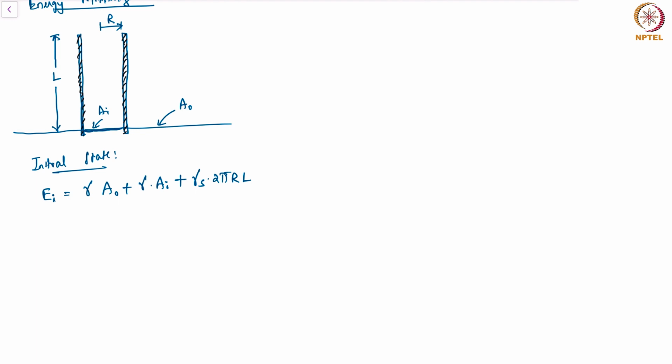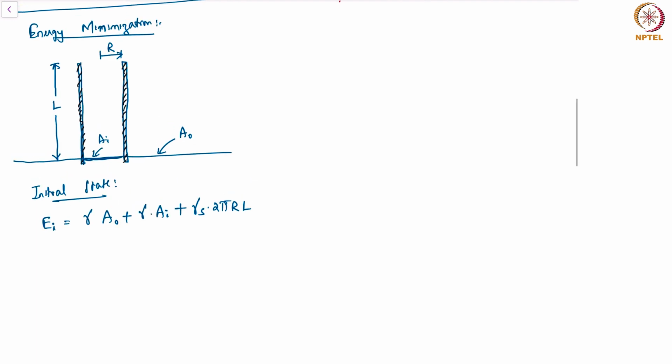Okay. Now, let's look at the final configuration. The final configuration is as follows. We have a tube.